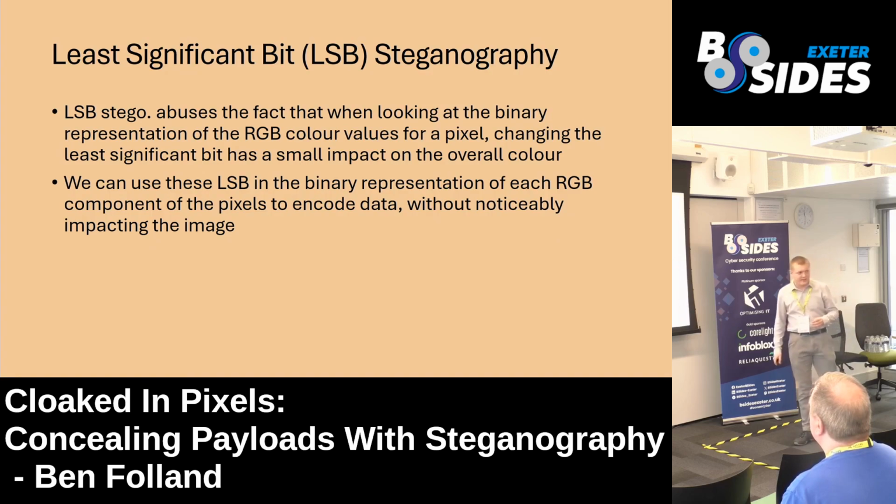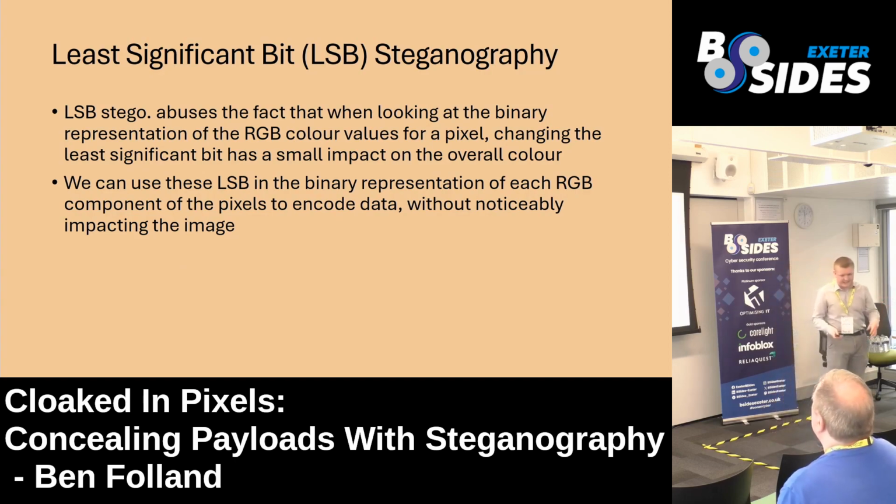So I'm going to be talking about a subset of digital steganography, and this is least significant bit steganography. LSB steganography abuses the fact that if you've got an image and the image is made up of pixels, and each pixel has a number or multiple numbers representing the strength of the RGB components, if you modify the least significant bit of each of those, each binary representation of the RGB components of a pixel, it doesn't impact the image, it doesn't impact the color massively, and you can encode data in that. If that didn't make much sense, it doesn't matter. I'm going to explain this in a lot further detail because it's important to understand.